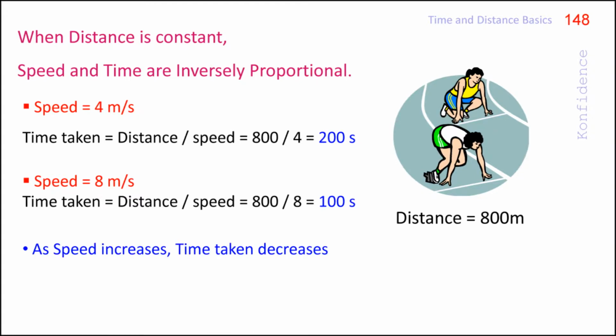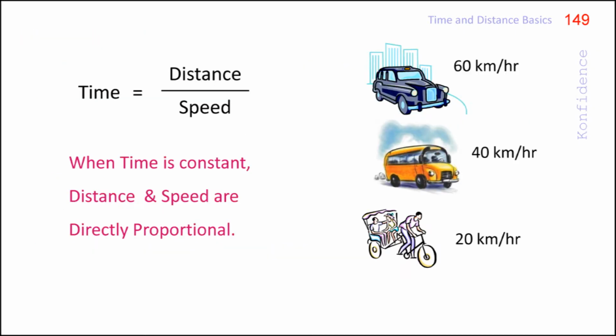Here we find that when the speed is increased, time taken decreases. Moreover, when the speed is doubled, time is halved and so on. This kind of relationship is what we call an inverse relationship. Thus, when distance is a constant or same, speed and time have an inverse relationship. When time is a constant, distance and speed would be directly proportional.